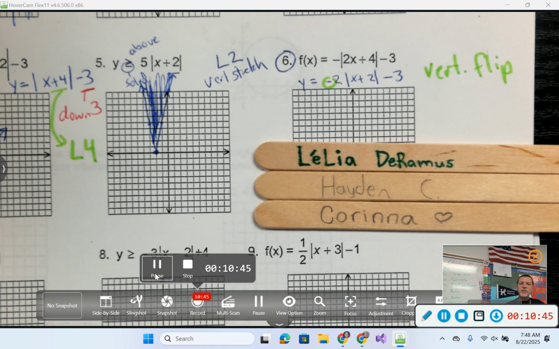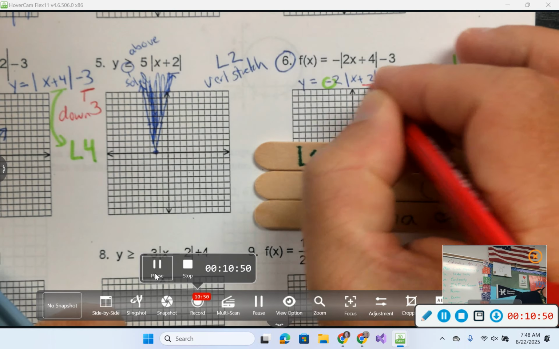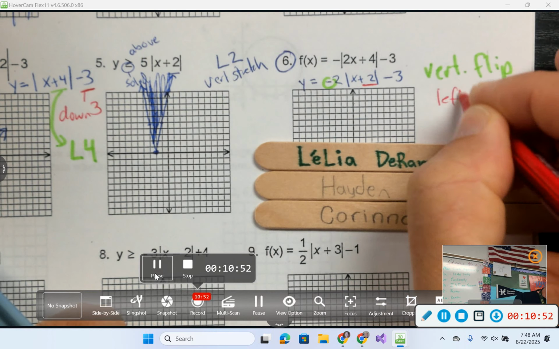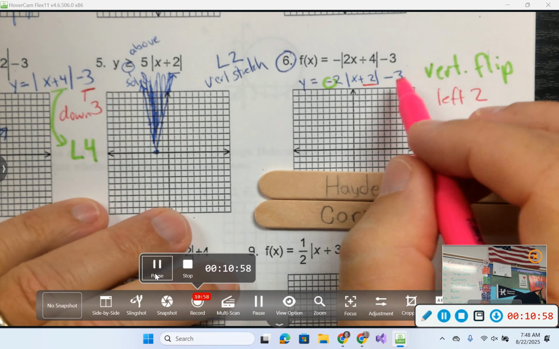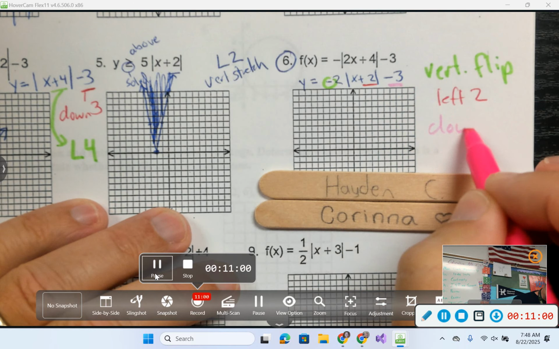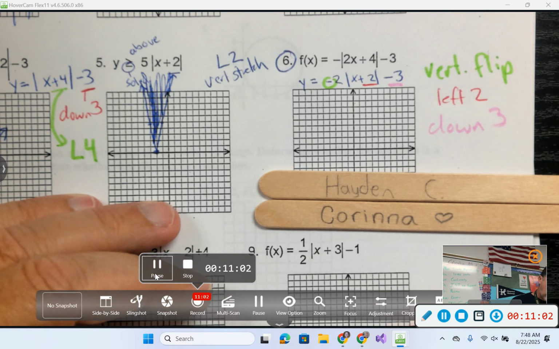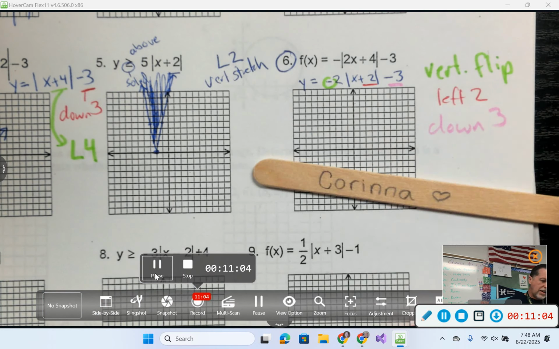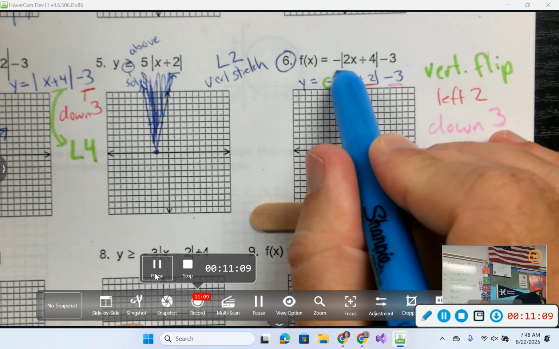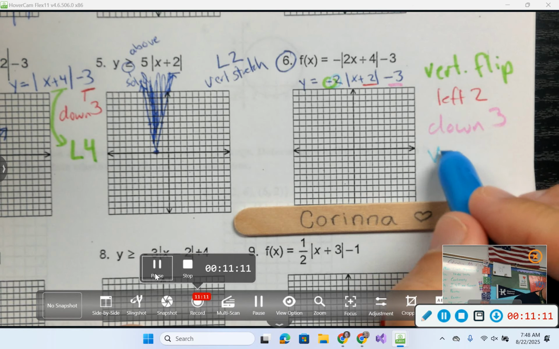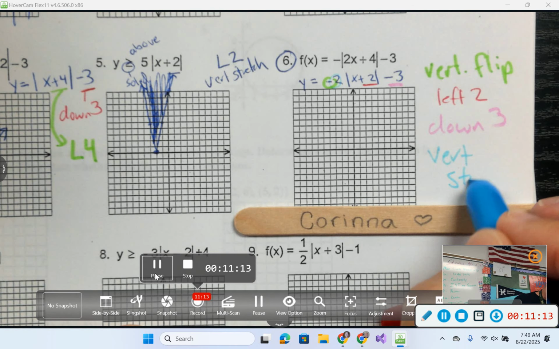Layla, what else do we see? We are going to go left 2. Hayden, what else? We're going to go down 3. Down 3. And Corinna, there's one thing left. It would be the vertical stretch of 2. Good. Vertical stretch of 2.